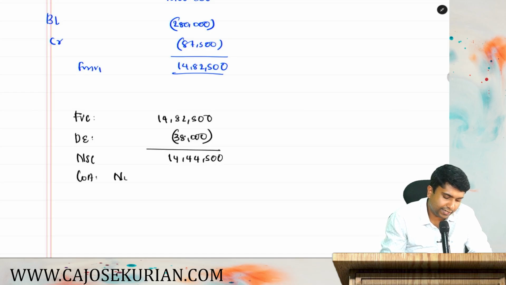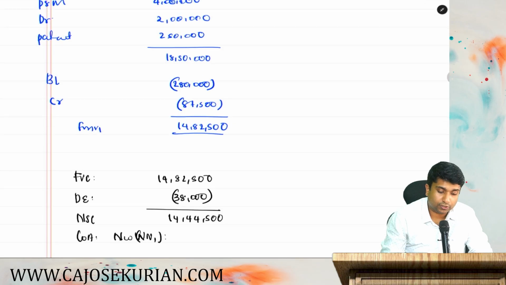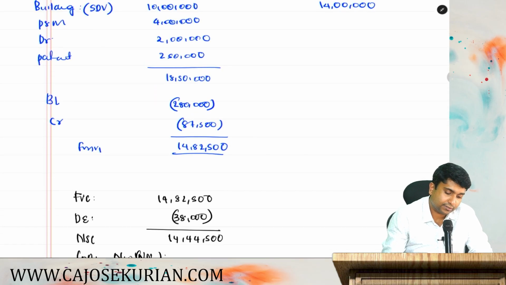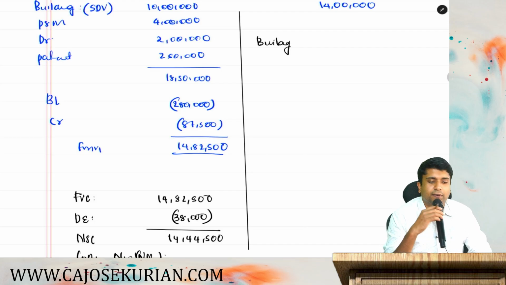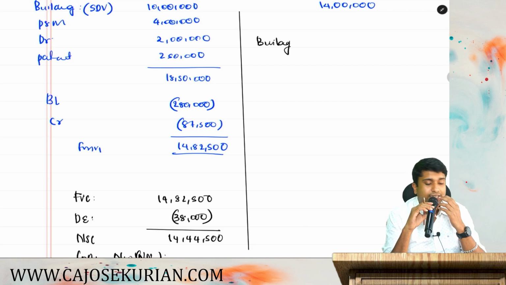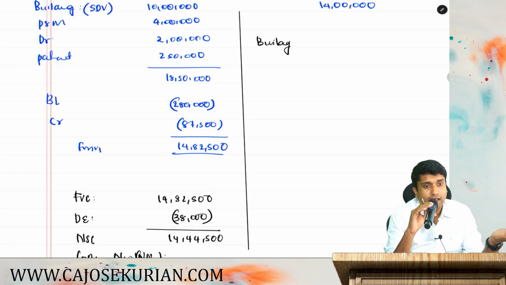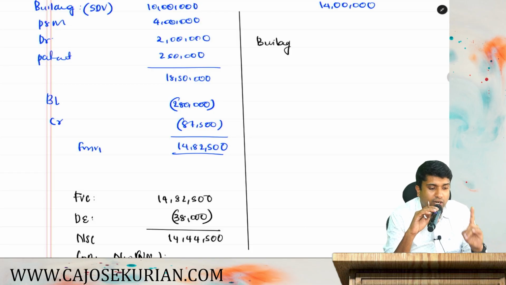We need to compute the net worth. We will do a working note for that. Okay, working note 1. Net worth. How do we compute the net worth, friends? For computation of net worth, we will have to value the assets first. Building. Building being a depreciable asset, but they are not saying any other information in the question. We don't know whether the 13 lakh is WDV value or something, but one thing is there.